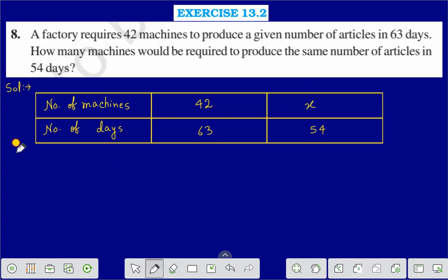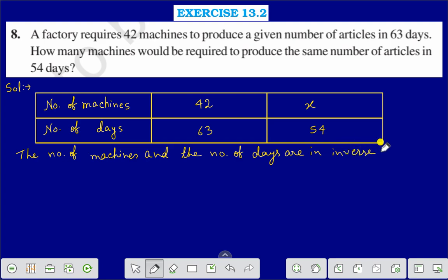Here you see that the number of machines and the number of days are in inverse proportion.